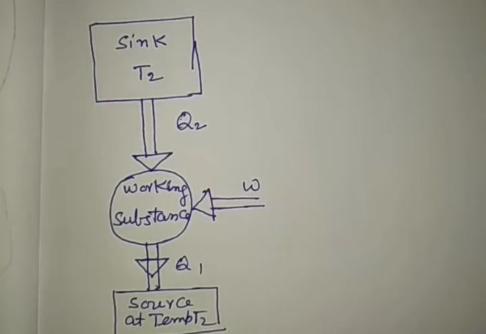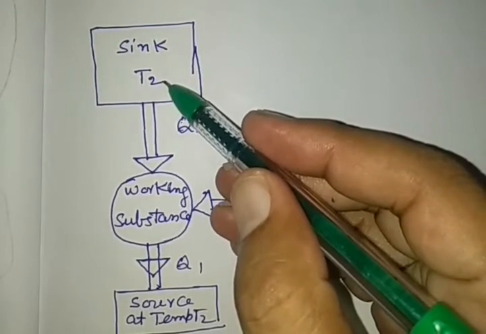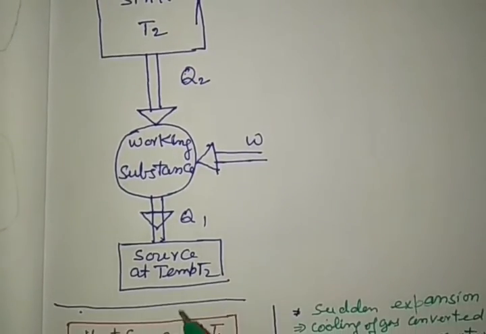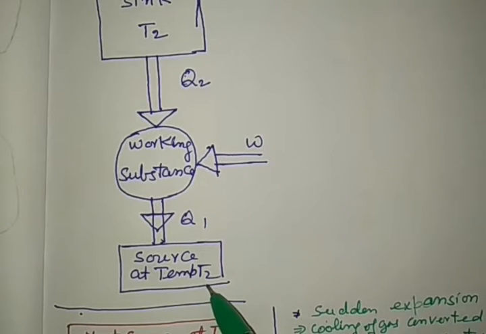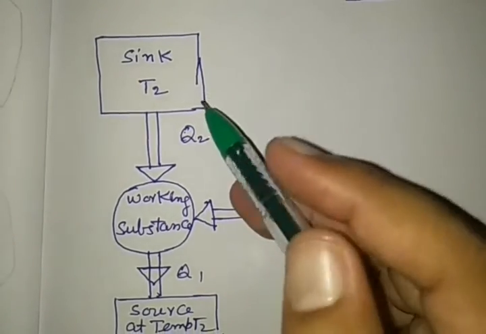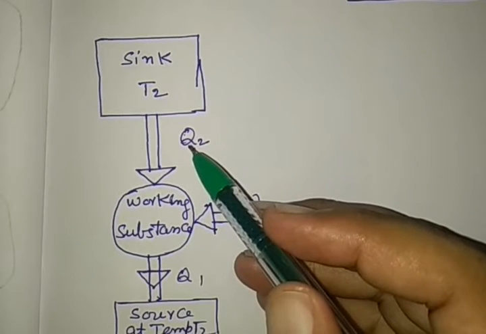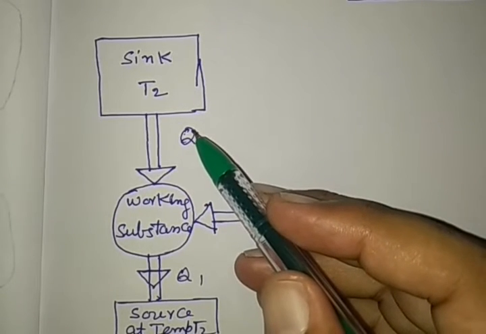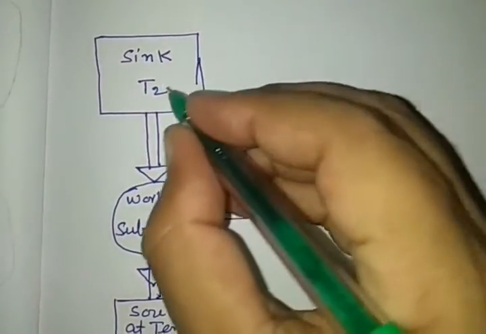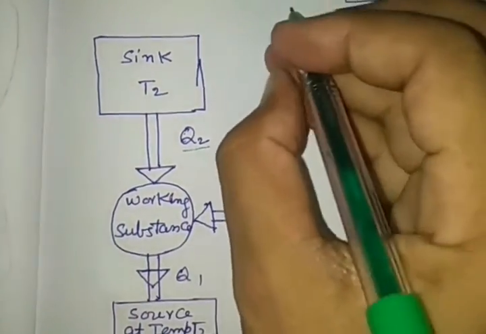See, it is a sink at temperature T2, working system and source of heat at temperature T1. See, what is the reverse order here? In the ideal Carnot engine, the system absorbs heat from a higher temperature, but here in this case it absorbs heat at a lower temperature T2. How much amount of heat? Q2.